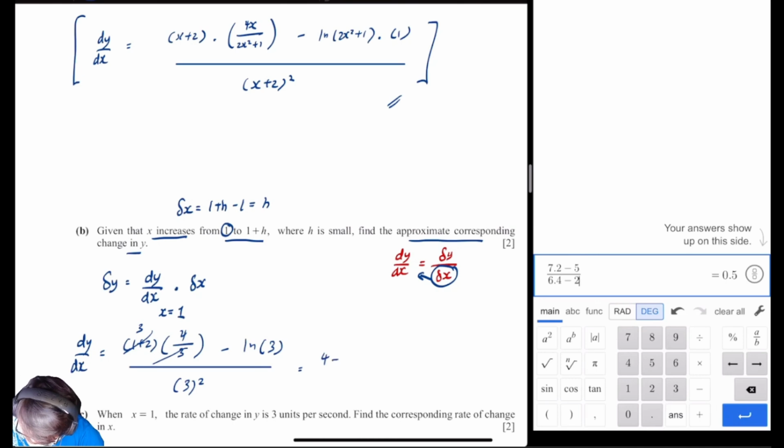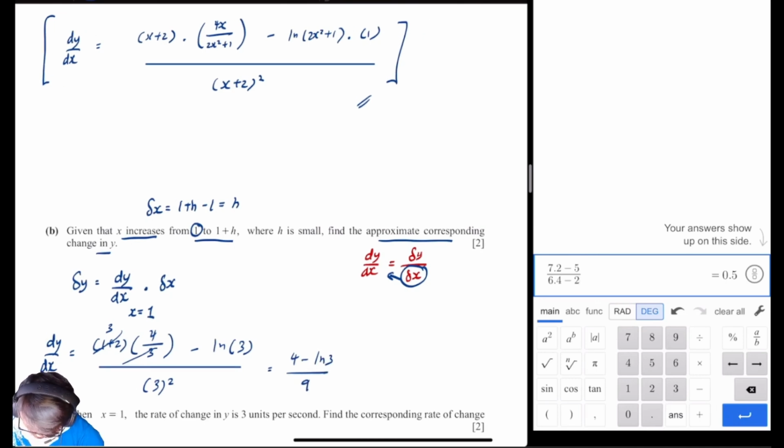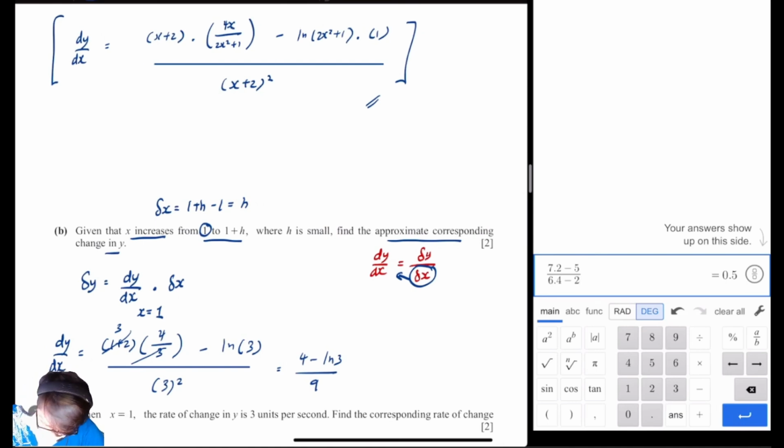It will be just (4 minus ln 3) over 9. Okay, do we need to express our answer in an exact value? No, I don't think so. So now we have the dy/dx where x equal to 1 is substituted.